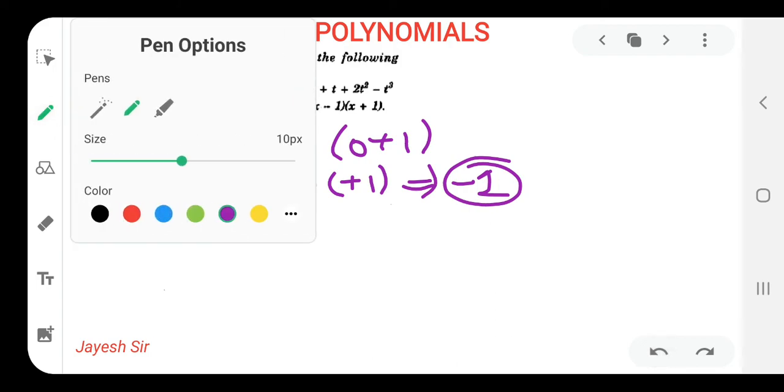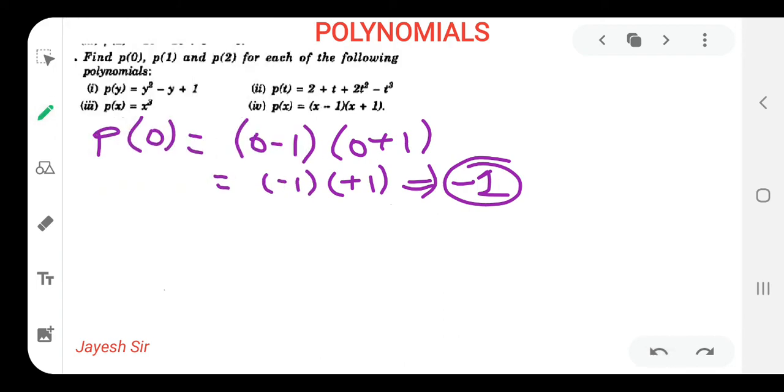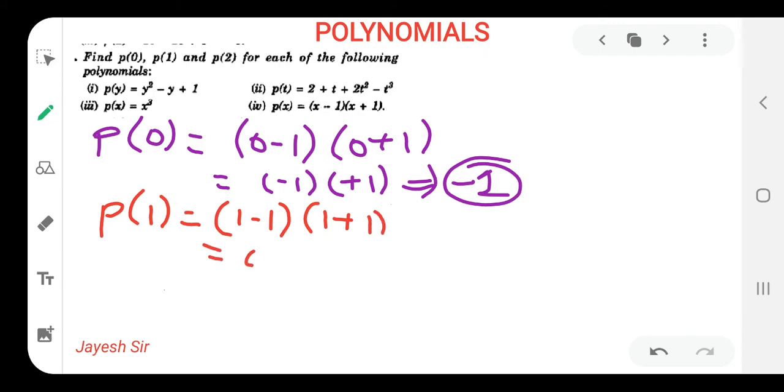Now let's solve our last sum by putting the value of p as 1. 1 minus 1, 1 plus 1. Yes, 1 minus 1, it becomes 0, and 1 plus 1, it becomes 2. So 0 multiplied by 2, it will become 0. I hope you all might have understood it, friends.